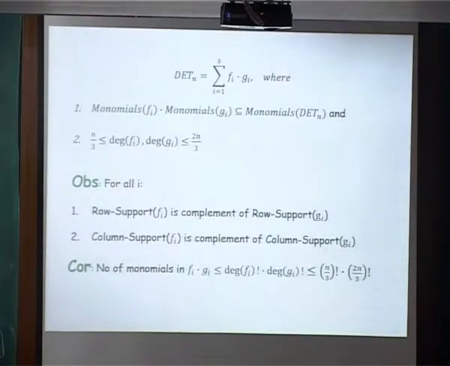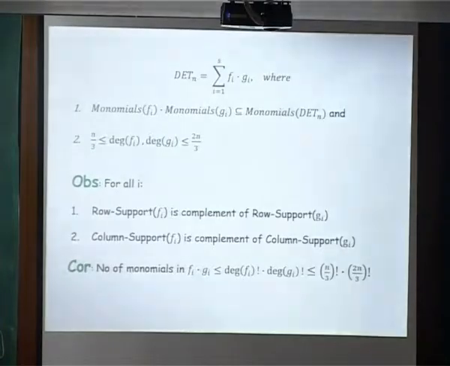So you observe the following: first of all, the row support of Fi must be disjoint from the row support of Gi, right? Because in the determinant, in every monomial, all the variables are from distinct rows. So if there was some row, say 1, from which some variable occurred in both Fi and Gi, then that will violate the property about the monomials of the determinant.